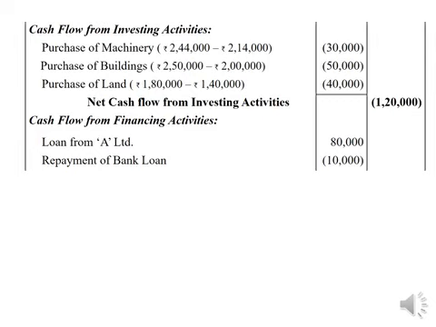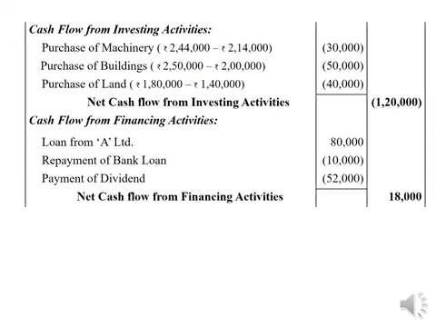Then repayment of bank loan. Bank loan is decreasing by rupees 10,000. Therefore, it is treated as outflow of cash. So 10,000 has been paid on bank loan, therefore negative figure 10,000. Then payment of dividend. It is given in the adjustment, rupees 52,000. As it is a payment, it results in outflow. Therefore, negative figure. Adding them up, we get net cash flows from financing activities as plus 18,000. 80,000 minus 10,000 minus 52,000 leads to 18,000.